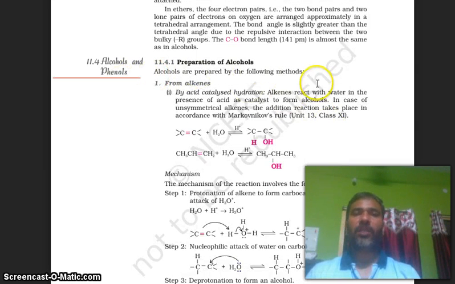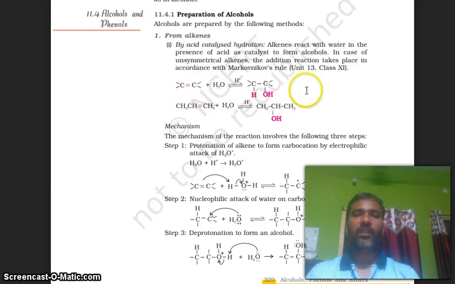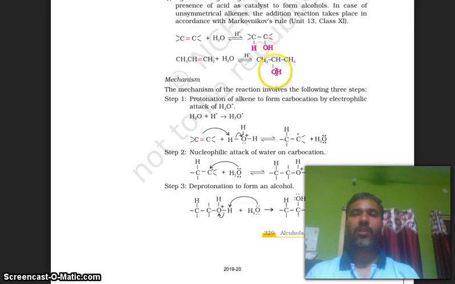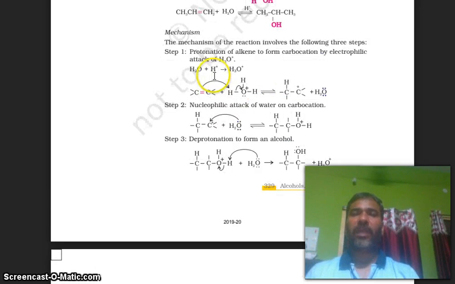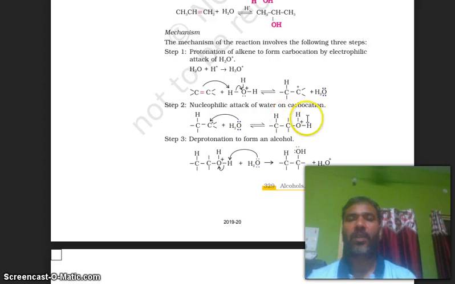Alcohol and phenol preparations. You can prepare alcohol from alkene, you know it, you see double bonds, OH. This is the mechanism: water takes hydrogen, forming hydronium ion. Now this hydrogen is attached by these double bonds forming this intermediate, and then nucleophile water attacks the carbocation, forming this, and deprotonation forms an alcohol.